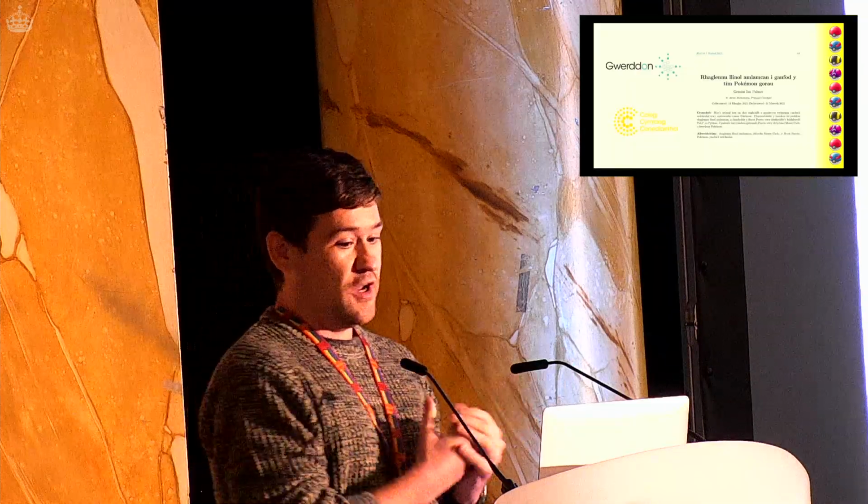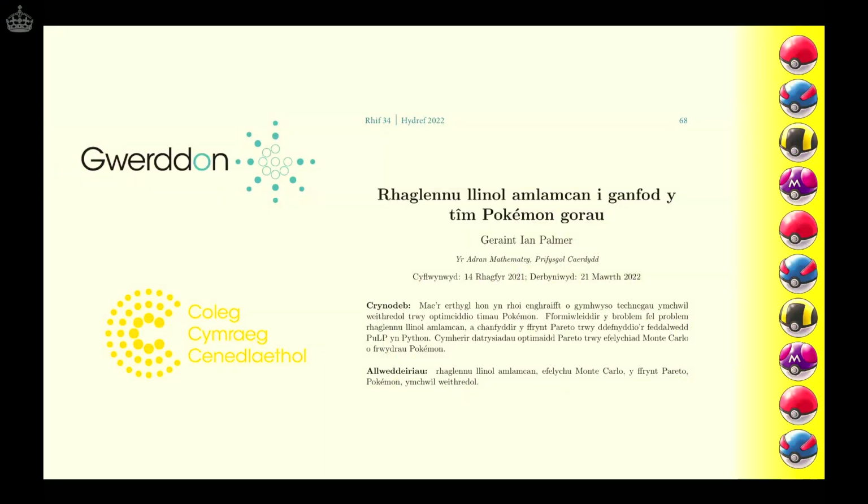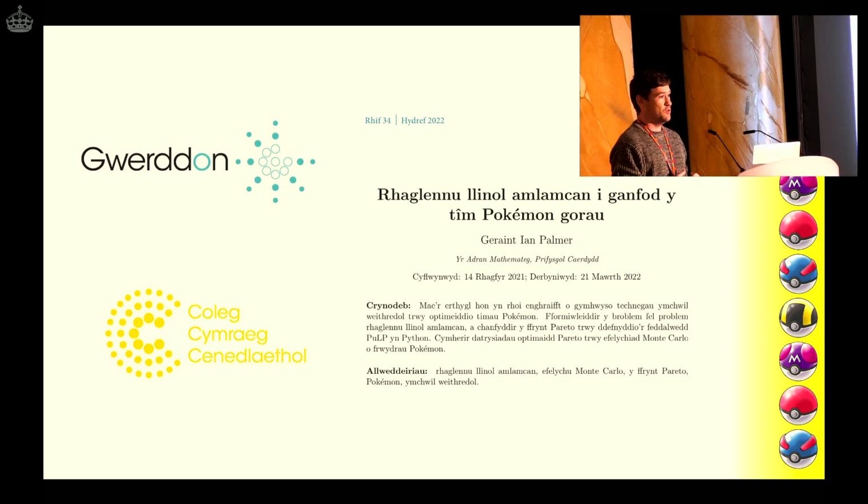So this work was originally conducted and published in Welsh. I published in a Welsh language journal called Gwerddon. Gwerddon is a journal that's funded by the Coleg Cymraeg Cenedlaethol, which the aim of the journal is to make sure that academics like myself have the opportunity to conduct and publish research through the medium of Welsh, and also that there's enough quality academic literature in Welsh for other academics and students to read.